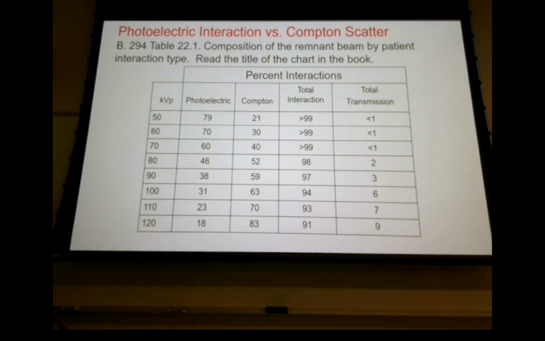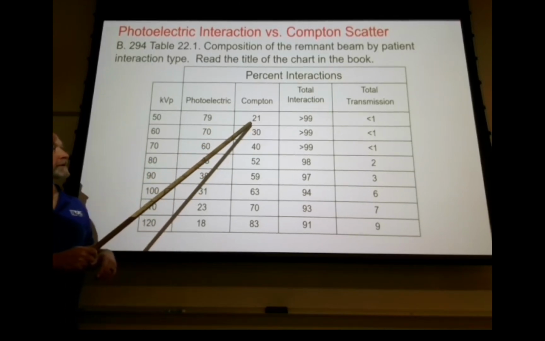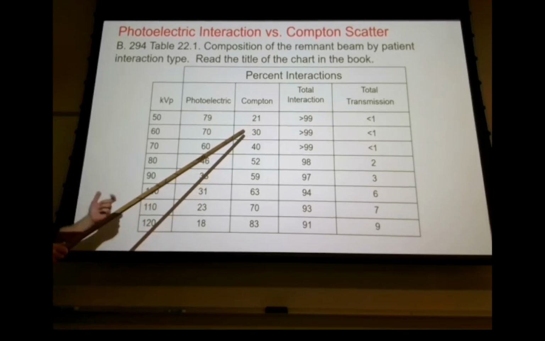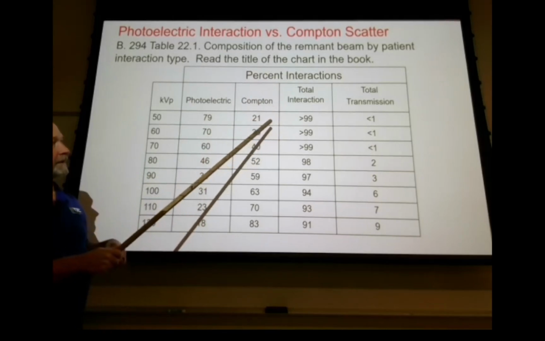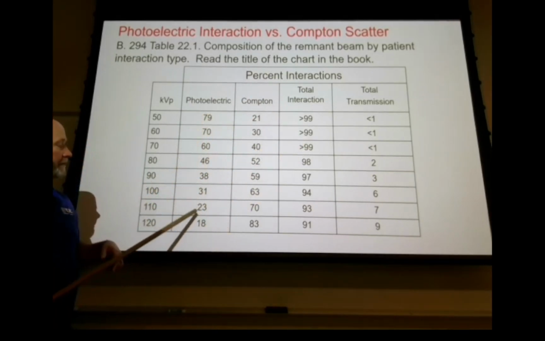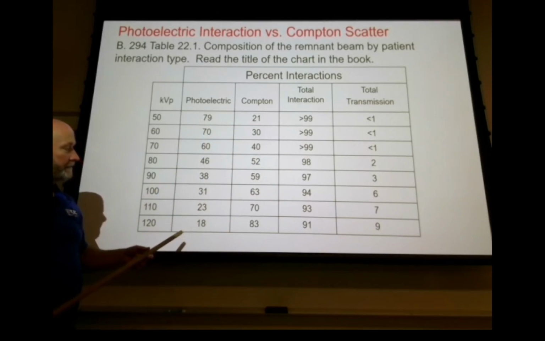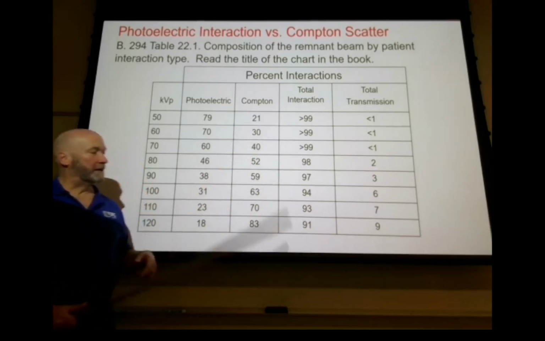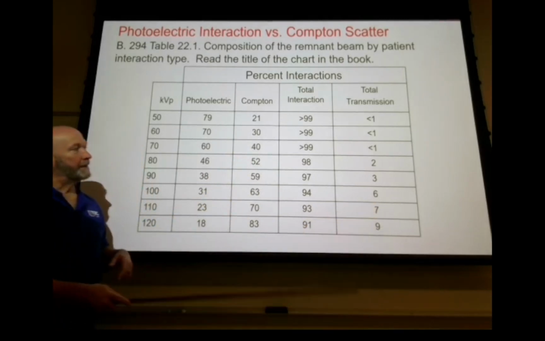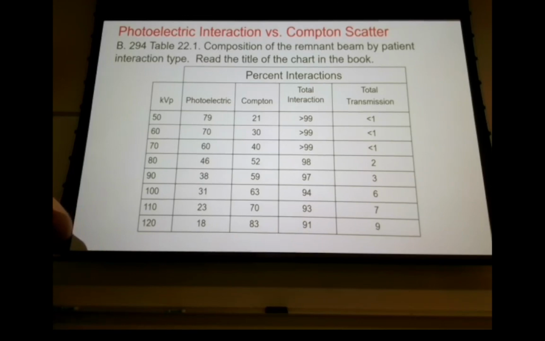I'm not going to spend a whole lot of time on this, but you can see that as kVp goes up, at 50 kVp, most of your interactions are going to be photoelectric, especially in bone. Compton, and this is a percentage, is going to be relatively low, but as we increase kVp, we get less photoelectric, and Compton dominates our total interactions. We get more total transmission, and our total interactions inside the patient go down as well.